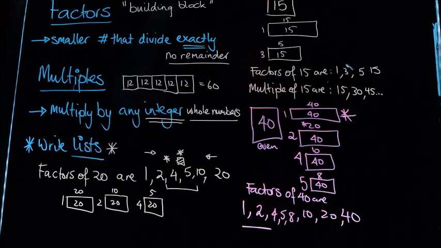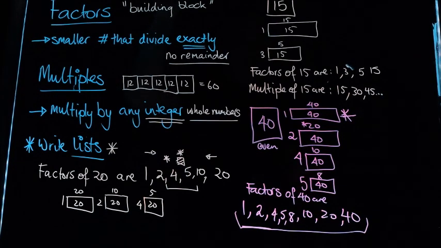There's my complete list of factors, and I'm just checking in my head that if 6 went in there evenly, no it doesn't, and 7's not going to go into there evenly. So my list of factors is complete, and I've been systematic about how I've been writing it, so I haven't missed anything.